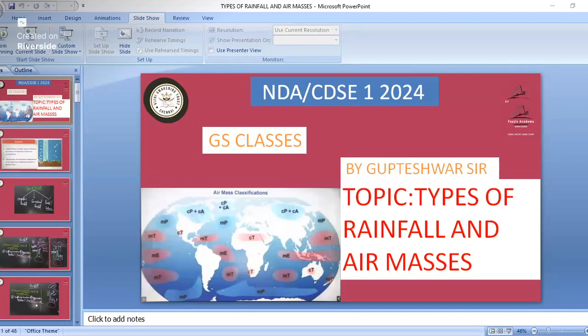Okay, and these cumulonimbus clouds we'll see in the cyclone, how its forming happens. And during the cyclone, we have maximum rainfall from all those cumulonimbus clouds. So now about the orographic rainfall.